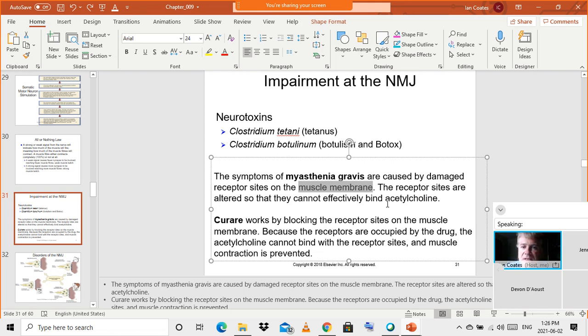The receptor sites are altered so that they cannot bind acetylcholine. So if the muscle can't bind acetylcholine, no calcium is getting in. Therefore, the muscle is not going to contract. Okay? There's another one there. Y'all can have a look at that one. There's lots going on here.